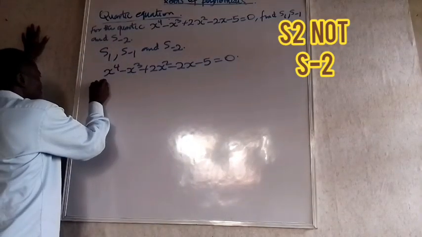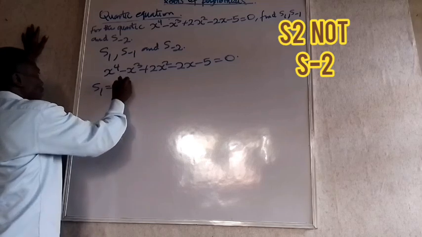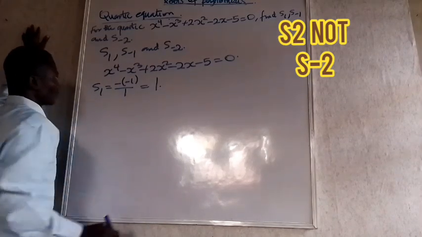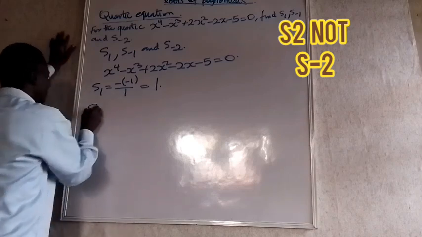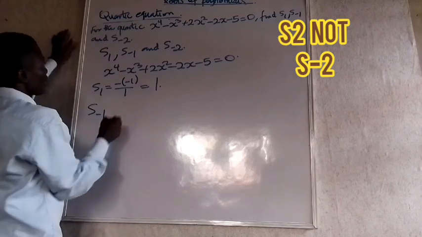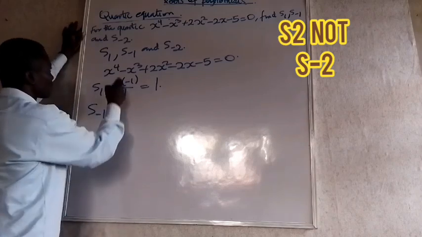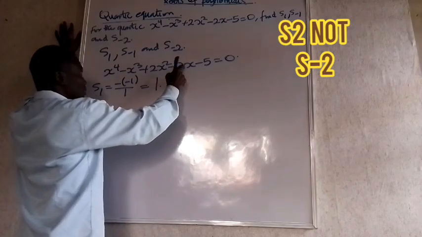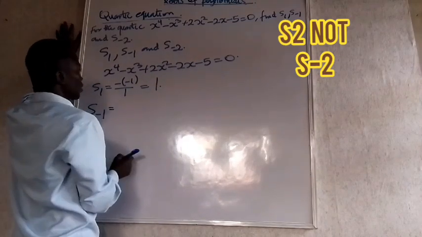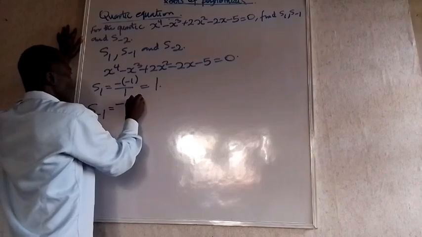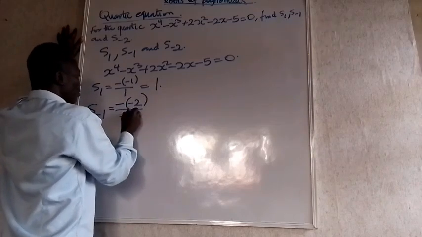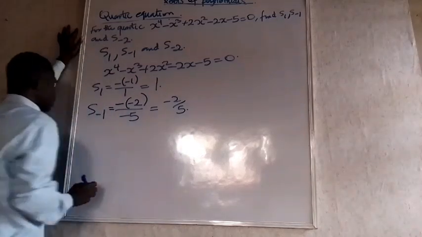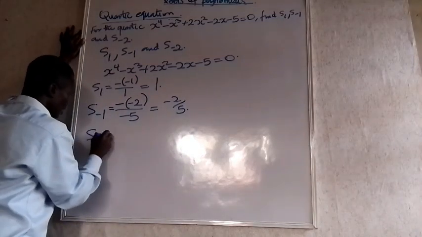Now, to find S1, it's going to be minus 1 over 1. That is 1. To find S minus 1, that will be minus the coefficient of x over the constant. That is minus 2 over minus 5, and that is minus 2 over 5.